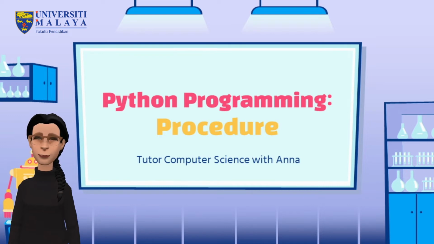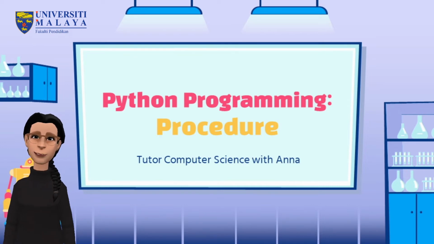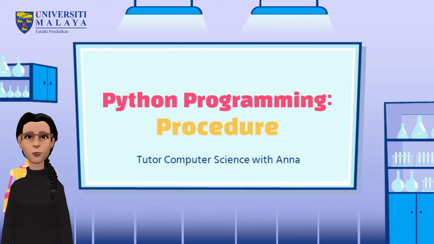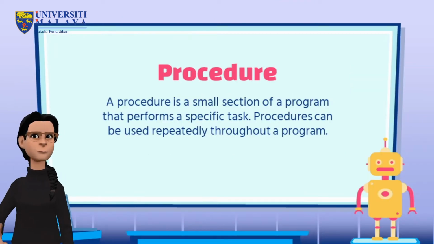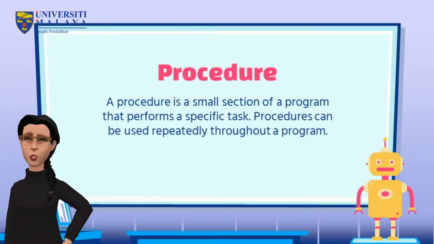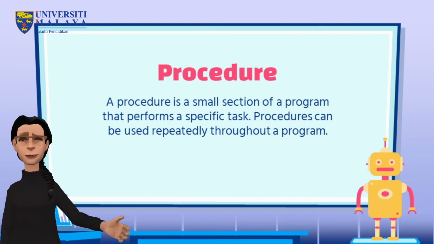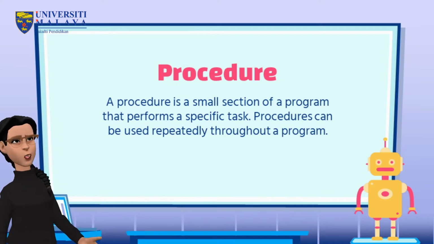Just like algorithms, programs are designed to solve a problem. In order to solve the problem, the program needs to perform several tasks. A procedure is a small section of a program that performs a specific task. Procedures can be used repeatedly throughout a program.